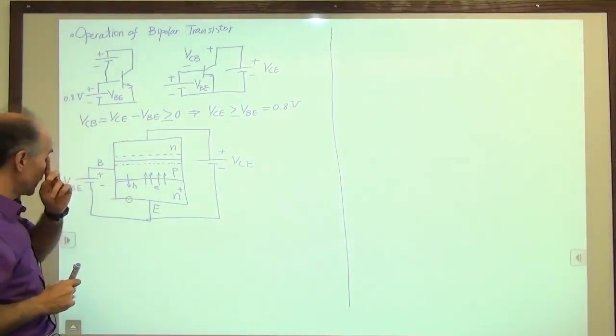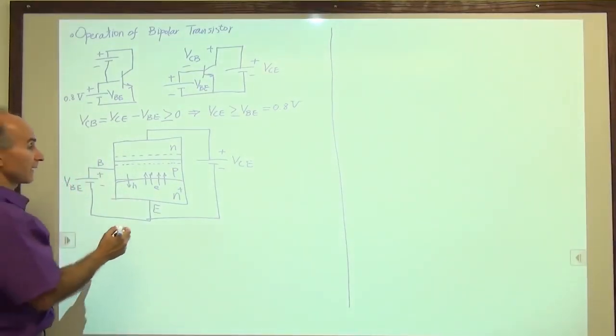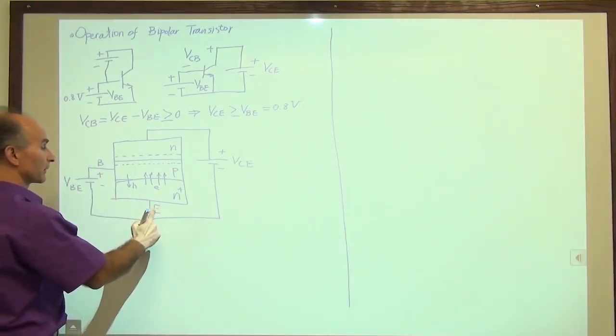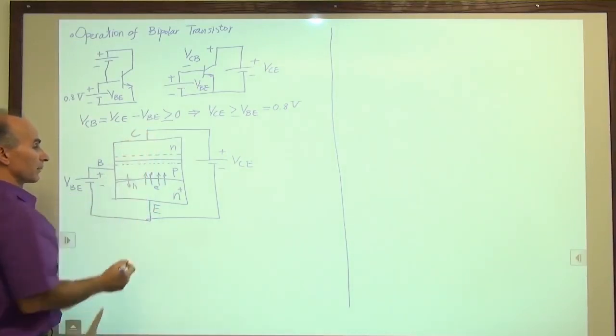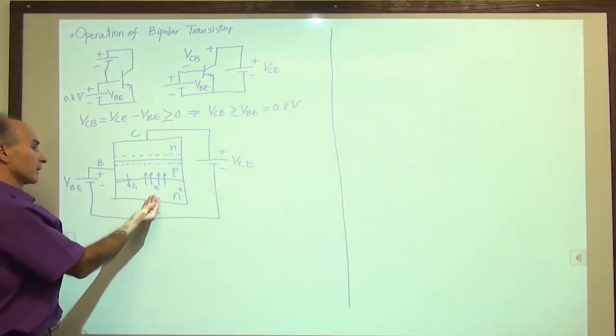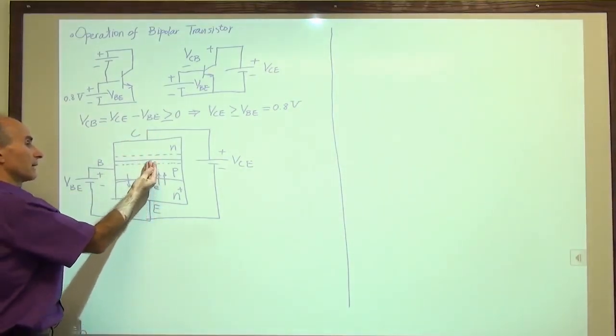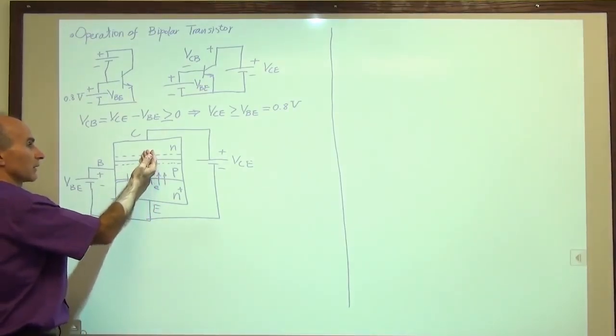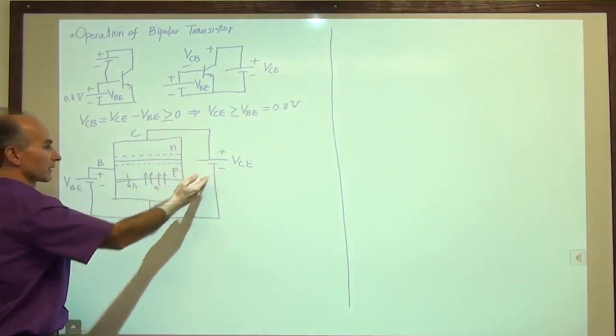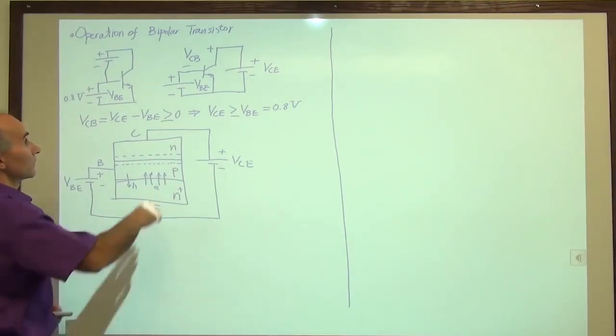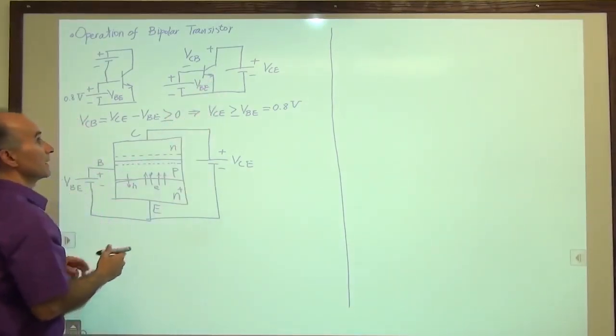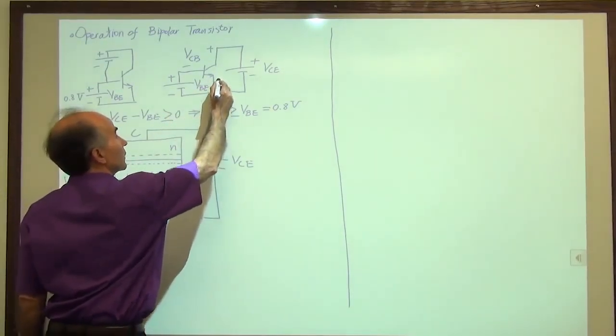Okay, so what we see is that in fact there is a significant amount of current from emitter to collector, because we have electrons coming this way, they travel through the base, they travel to the depletion region through the collector and go there. So if I go back to the structure here, what I see is that electrons are going this way.